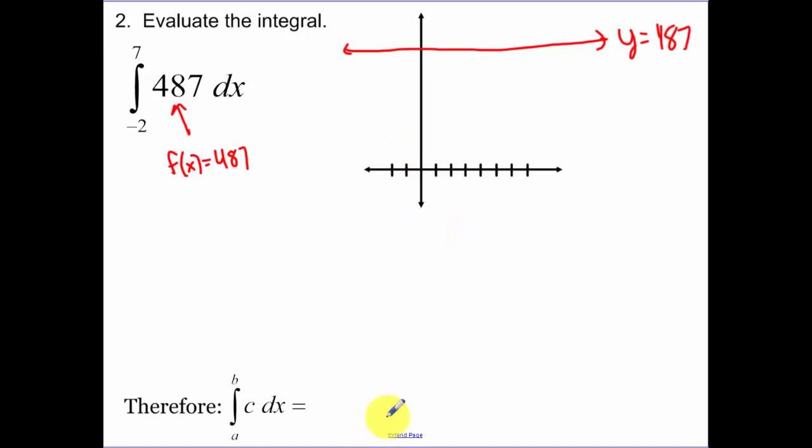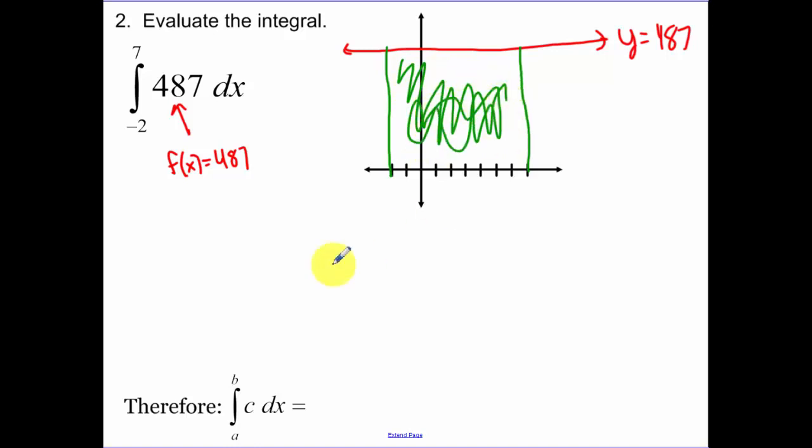And I'm going from -2 to 7. So, what type of figure is that? That's a rectangle. Okay, what's my width? My width is 7 minus -2 times my height, which is 487. So what does that end up being? That ends up being 4,383.